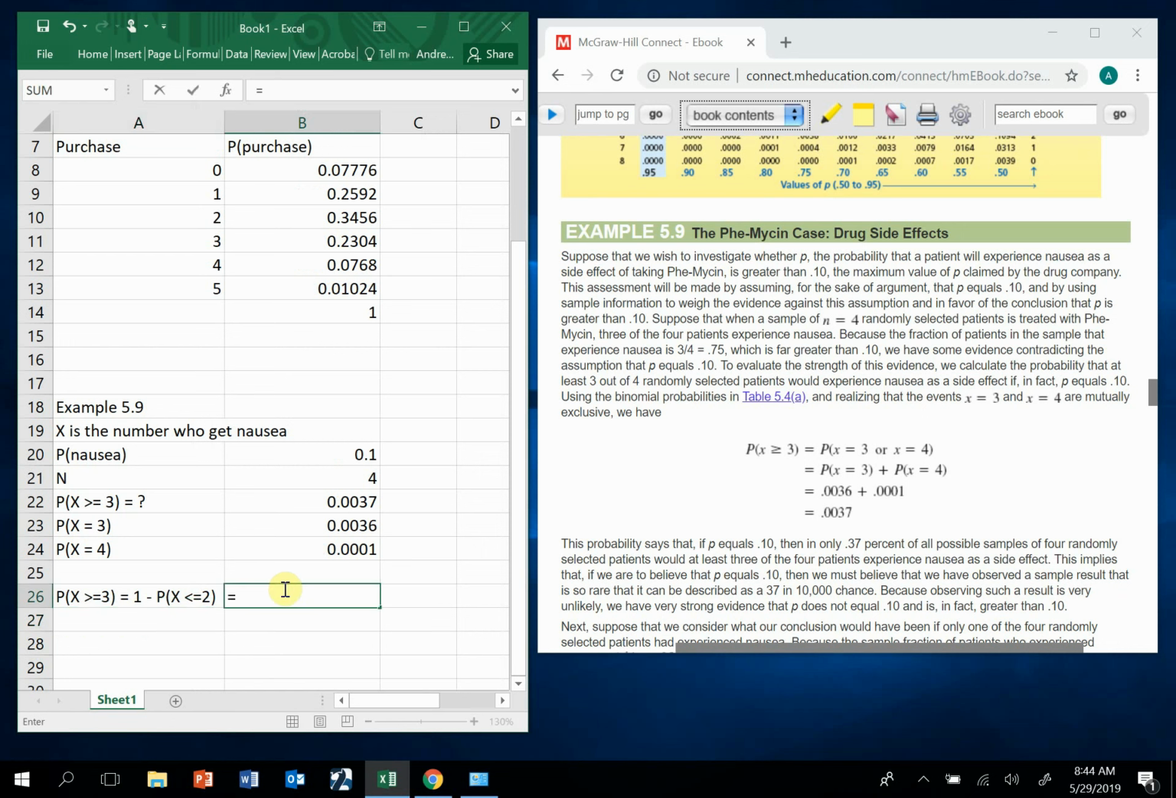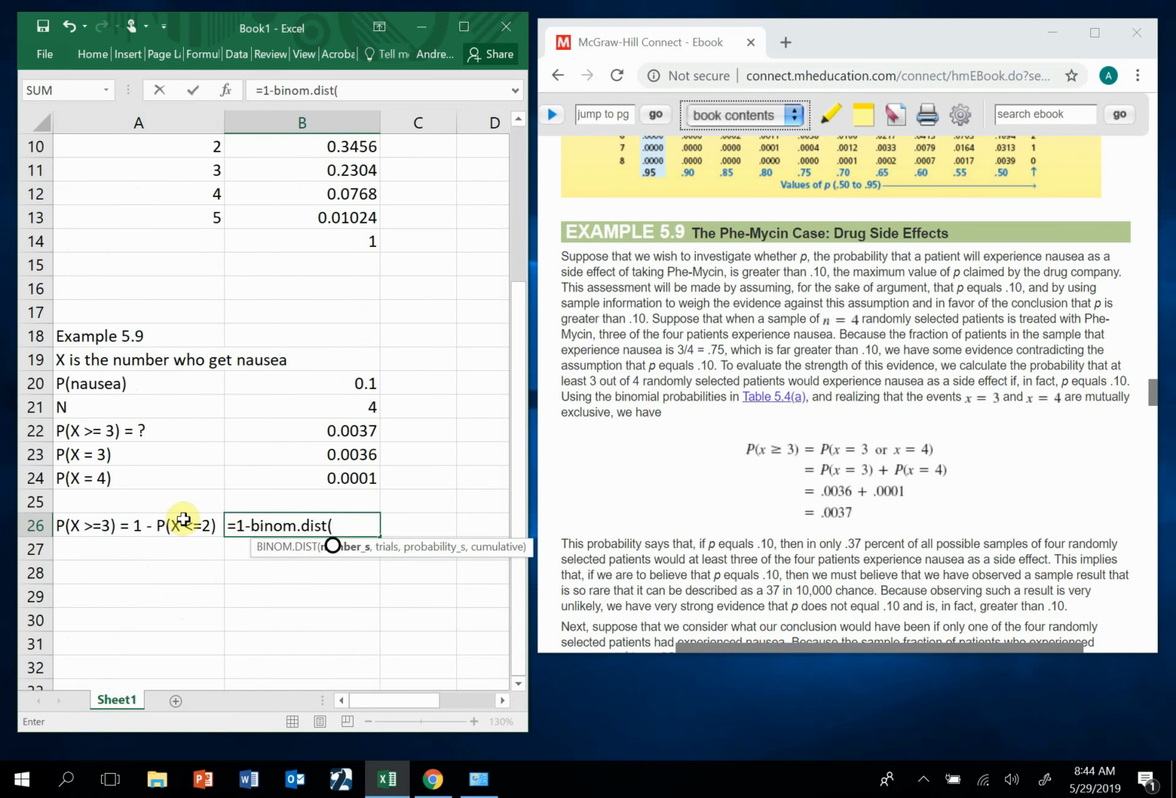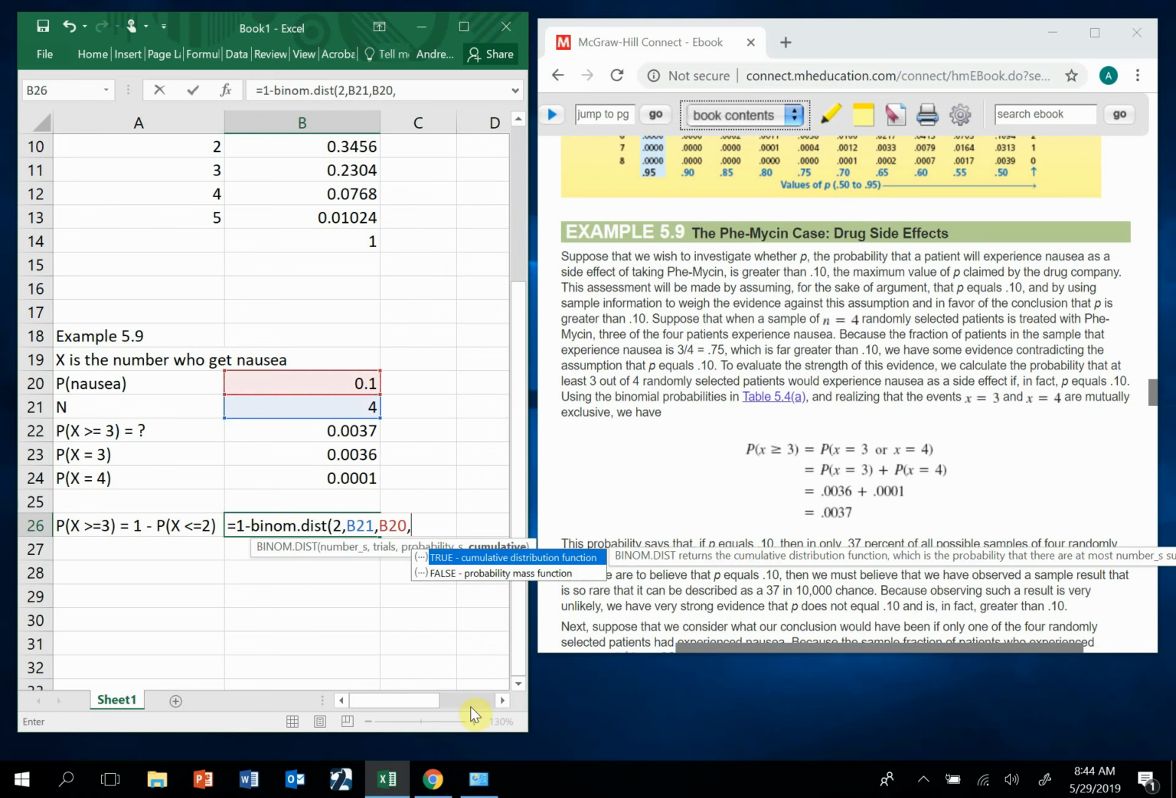So I'm going to do 1 minus, then I put binom.dist. Now I'm focusing on this part. You can see how that's less than or equal to 2. Up here we had equal to 3. Now we have a less than or equal to. When you have less than or equal to, your last argument should be 1. So the number of successes is 2 out of 4. The probability of success for one trial is this, and then the last argument, instead of putting 0, put 1. And this will give you the probability of 2 or less.